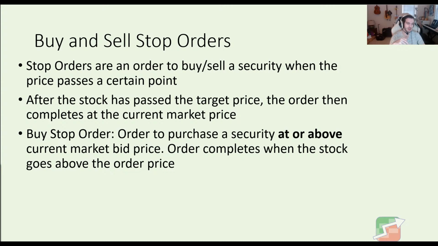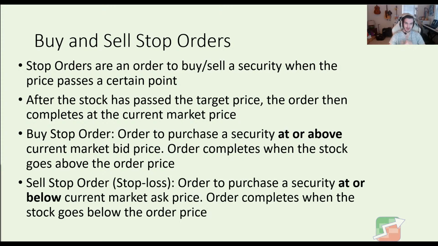So it's basically saying the minimum I want to buy a share of Tesla at is $410. That doesn't make much sense, does it? Bear with me. I'll show you how these can be used in a moment. Sell stop orders are very rarely called that. They follow a better term called stop loss, where it is an order to sell a security, not purchase, sell a security at or below the current ask price, where the order completes when the stock goes below that order price.